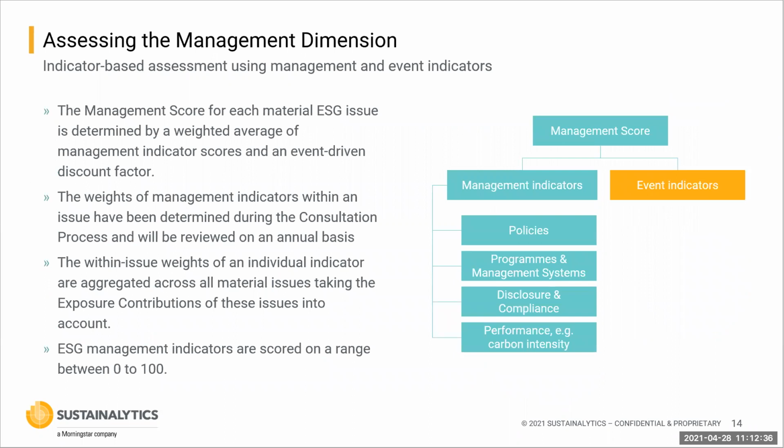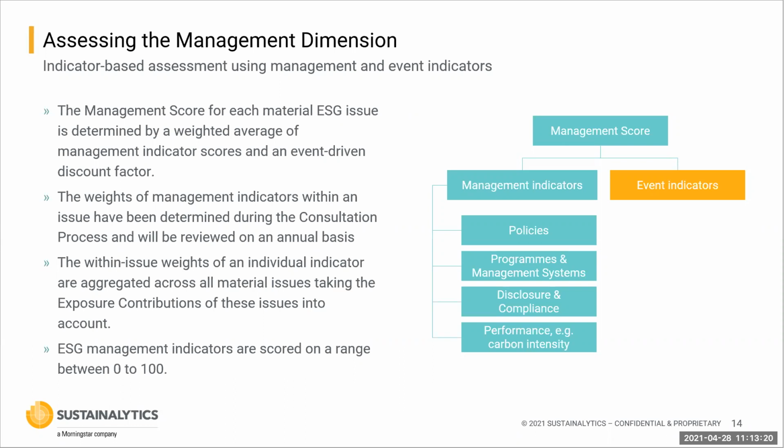So with these 4 factors in hand, we assess company-specific exposure to ESG issues. So once that's determined, once the exposure side of the equation is defined, we then proceed to assess the management side of the equation. So in the management side of the equation, what we're looking at is effectively how well is a company managing its risks. And here we have management indicators, which consist of policies, programs, management systems, compliance, performance, and we're assessing all these indicators to determine the strength of management for each financially material issue for that company.